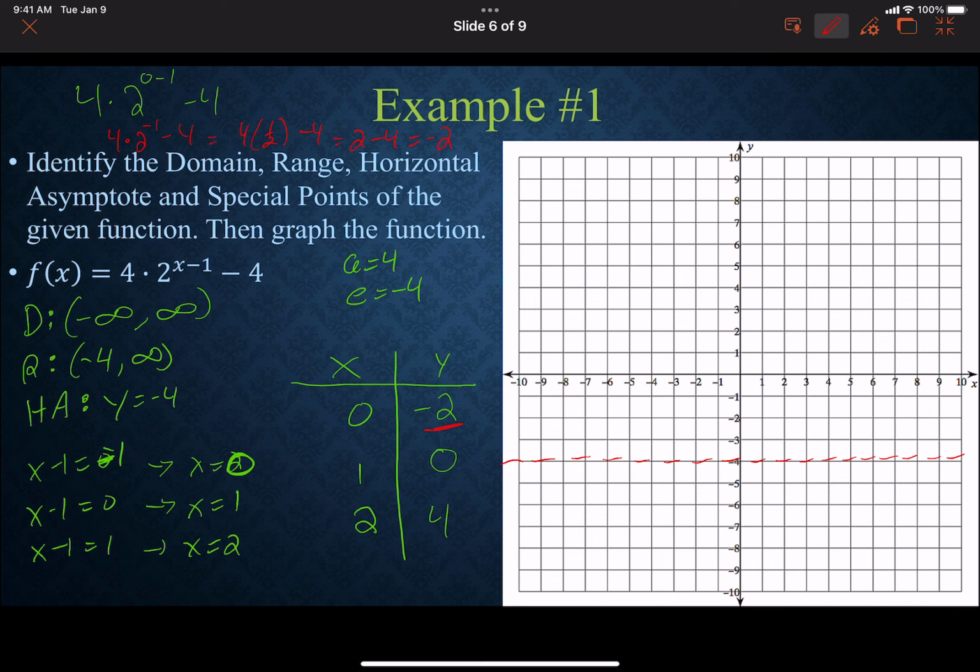Anyway, we plot our points (0, negative 2), (1, 0), and (2, 4). And we can see there's our flat line curving upwards, hitting our points. And there's our exponential graph. We're going to do 4 total graphs here. I'm going to be alternating A being positive and negative, and I'm going to talk about the base being an integer versus a fraction and how that shows a different graph. So this graph right here is showing us what happens when A is positive and B, the base, is bigger than 1. That's our first example.